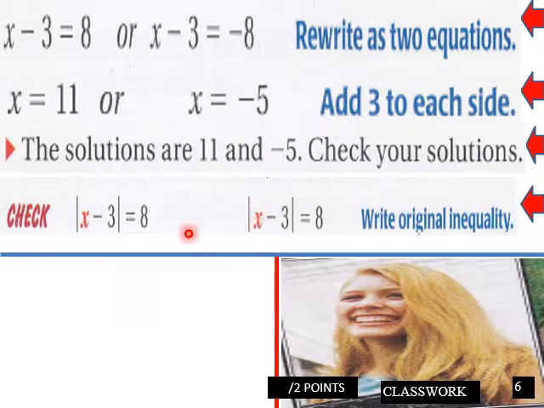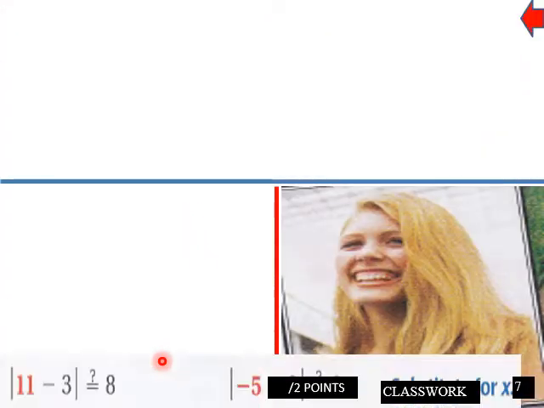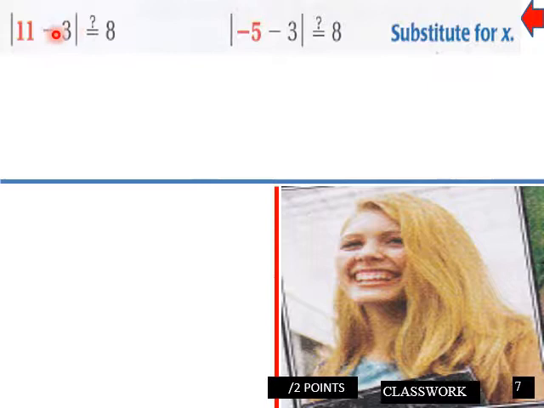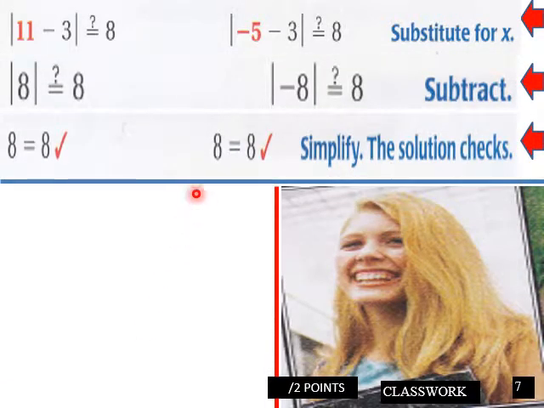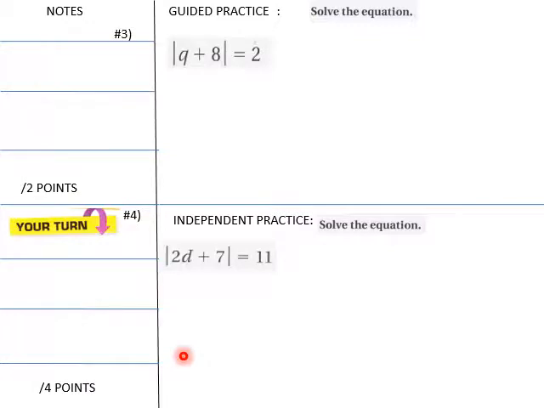Check your solutions. So you can check, plug in some possible solutions there. 11 minus 3, does that equal 8? -5 minus 3, does that equal 8? 8 equals 8, and the absolute value of -8 is 8, so they both equal 8. Solution checks.